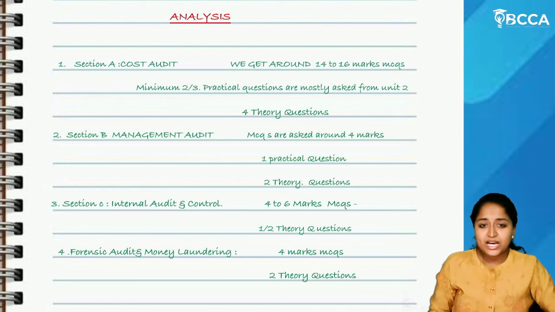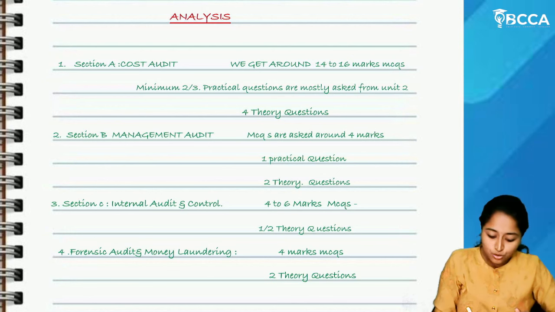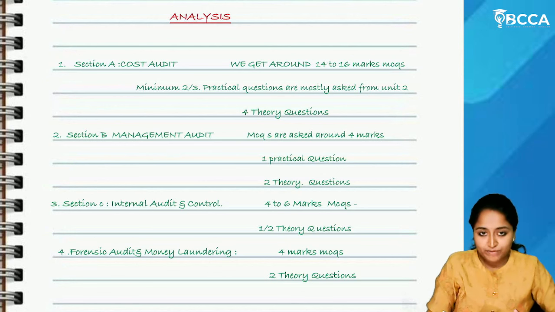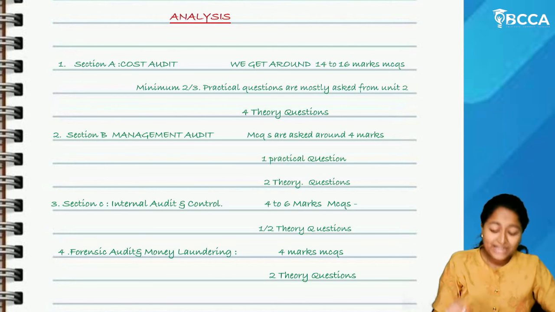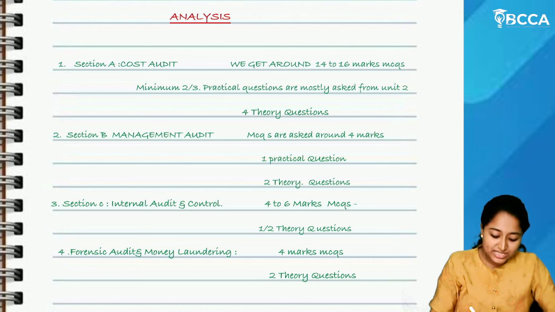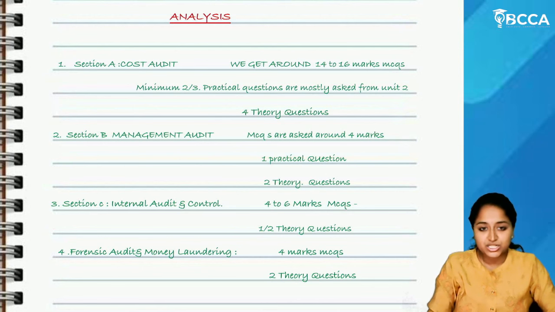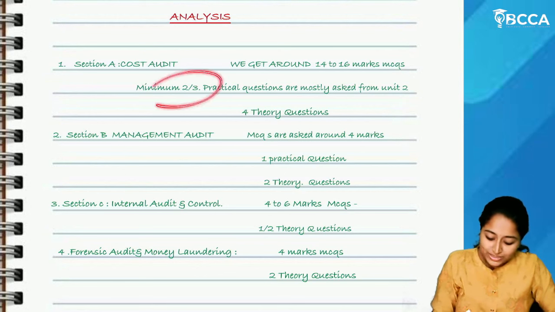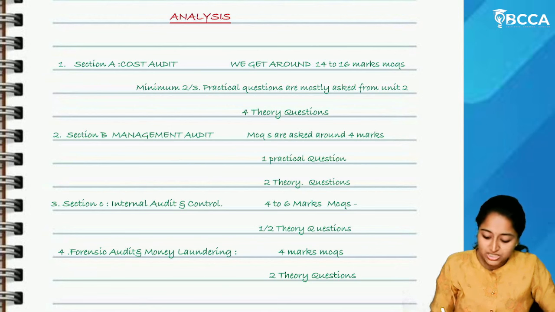This analysis is based on the past 3 attempts question paper, which has been released for new syllabus students. So minimum 2 to 3 practical questions have been asked. When it comes to practical questions, we have practical questions in section A and section B only. When it comes to section C and section D, it is entirely, completely descriptive and theory only. So we'll get minimum 2 to 3 practical questions and 4 theory questions.